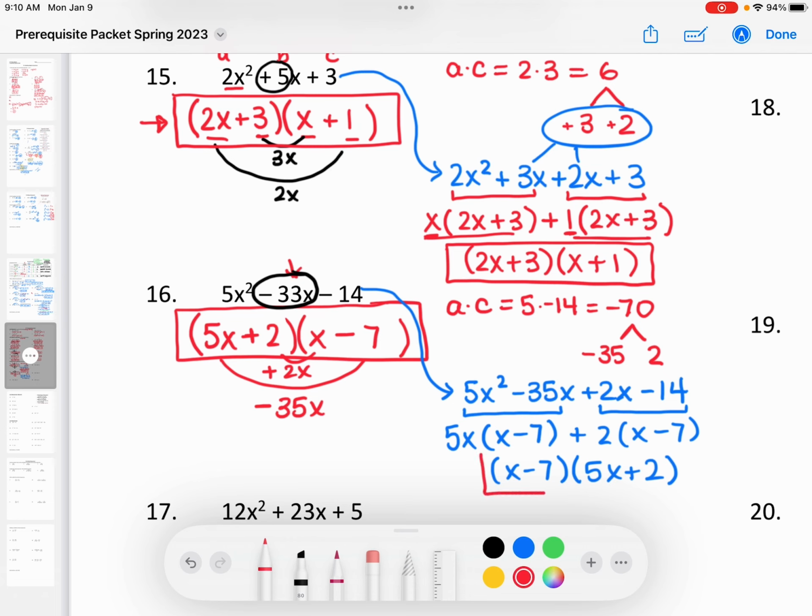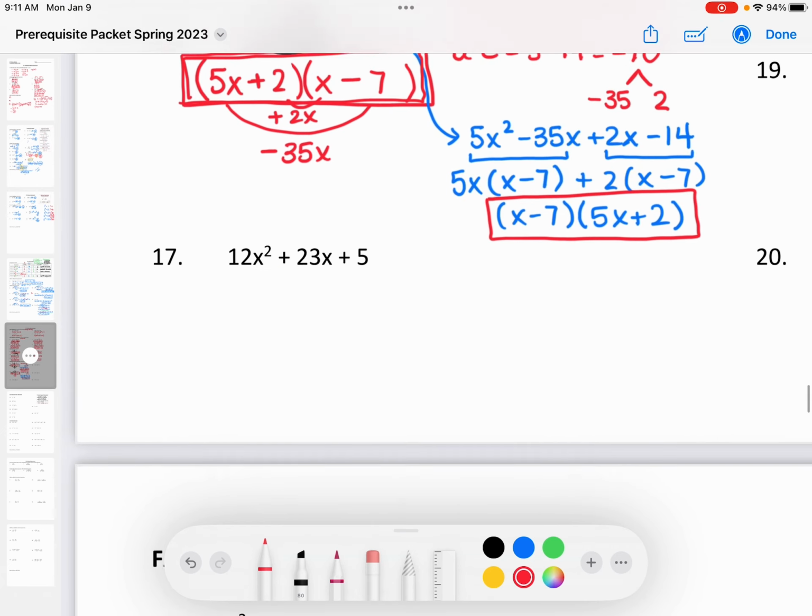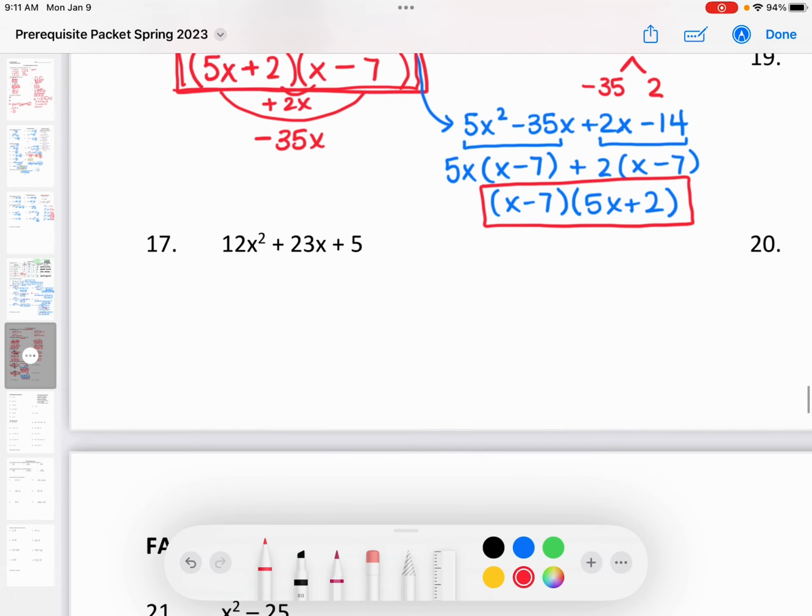You'll notice that my answer is in reverse order from my other one, but that doesn't bother me because I know in multiplication the order doesn't matter. So for all of these, it doesn't matter what order your factors are in. Worth trying another one of those.